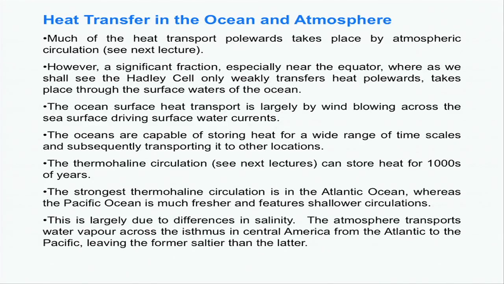Remember, the atmosphere transports water vapor away from the Atlantic across the isthmus in Central America, from the Atlantic to the Pacific. All that salt water, when you evaporate salt water, what happens? You leave behind the salt. Salt doesn't go with the water vapor, so you essentially transport the water vapor along those easterly wind flows along the equator, leaving behind slightly denser, more saline water in the Atlantic Ocean. So the Atlantic is somewhat denser, and that affects, to some extent, these circulation patterns. We can look at that later.